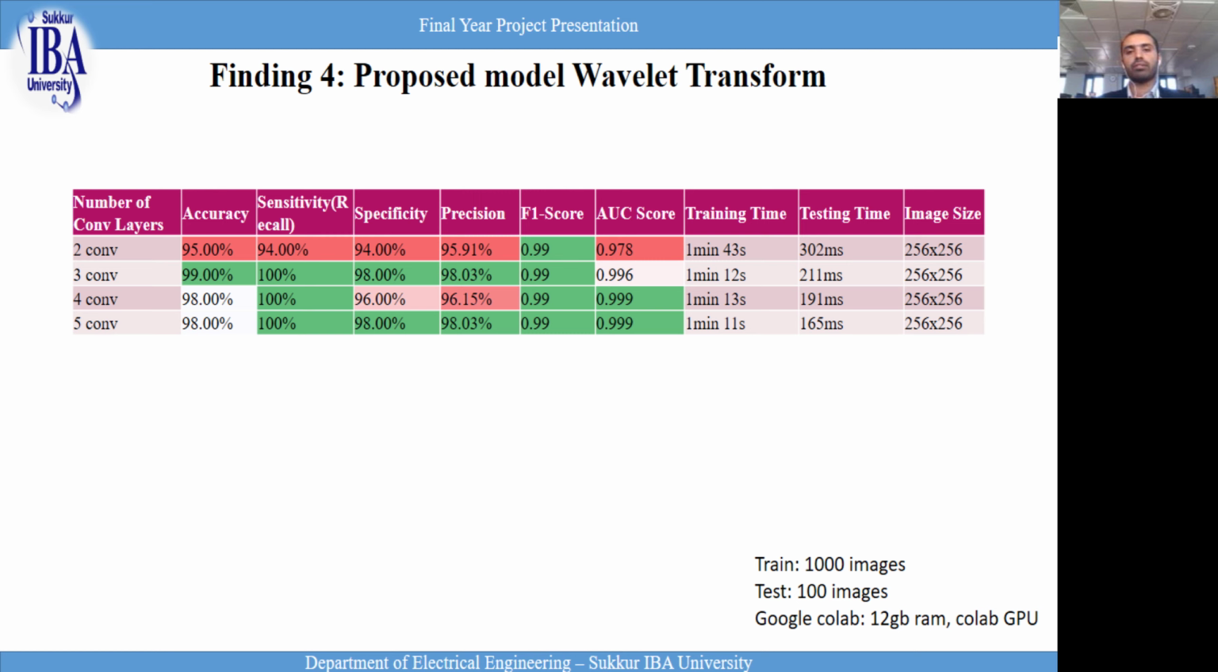In finding 4, we have applied wavelet transform with our proposed models, and we have 4 proposed models. Still the best accuracy is given by the three convolutional layers model, which is 99% accuracy. Overall the results are coming very good, and the training images and testing images are the same.